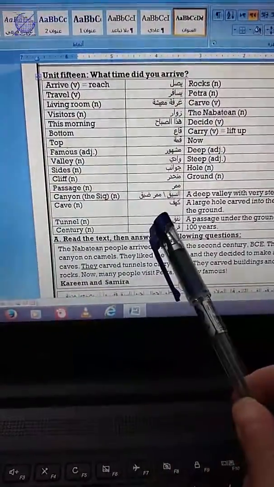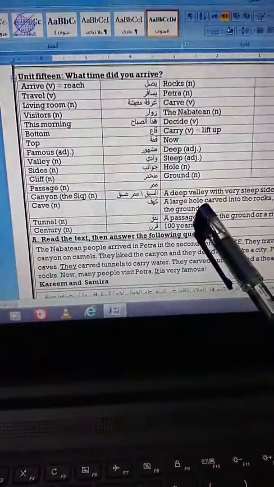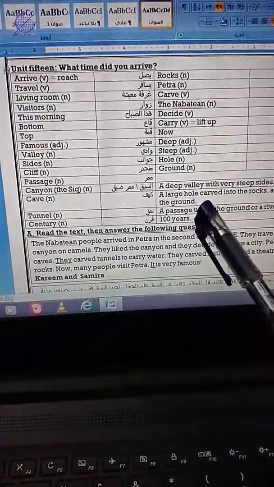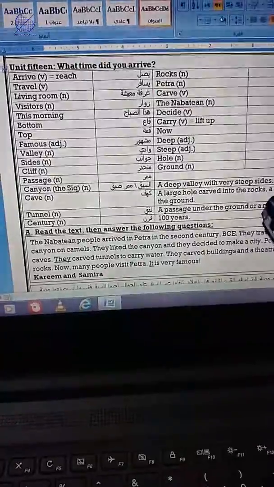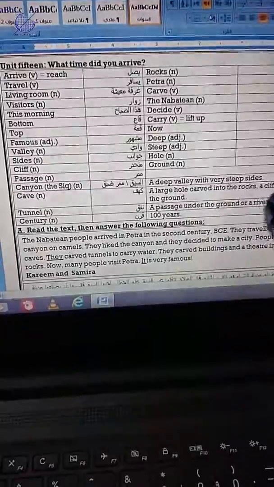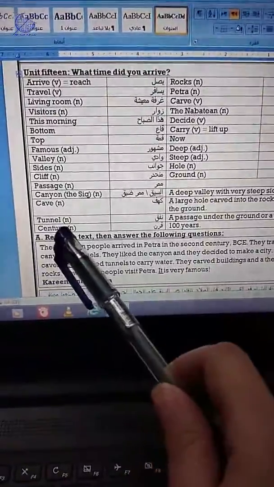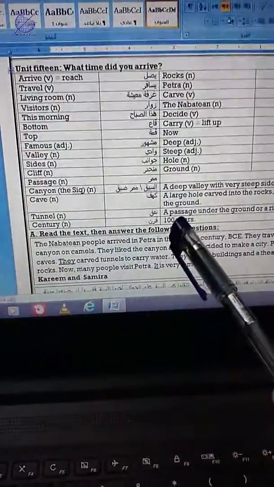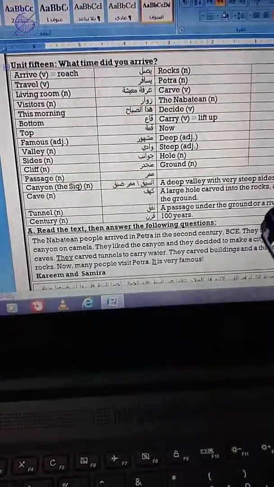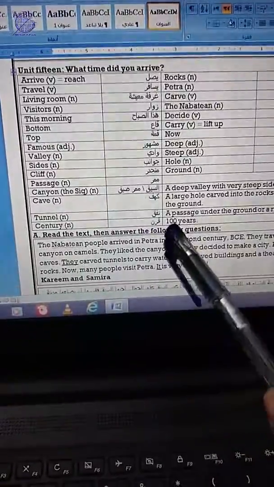Cave, noun, كهف. A large hole carved into the rocks, حفرة كبيرة منحوتة في الصخور. A cliff, or under the ground. Tunnel, noun, نفق. A passage under the ground or a river, ممر تحت الأرض أو تحت نهر. Century, noun, قرن, 100 years.